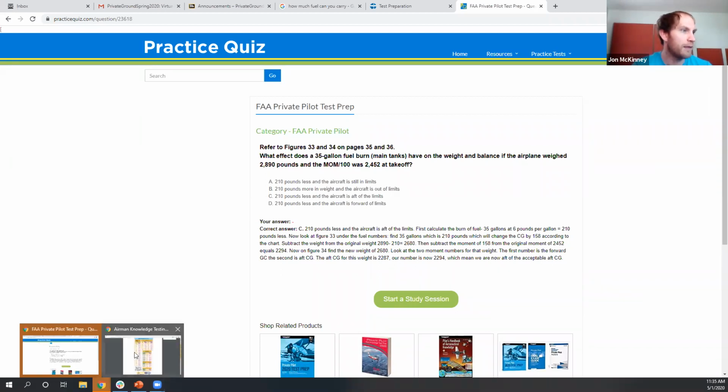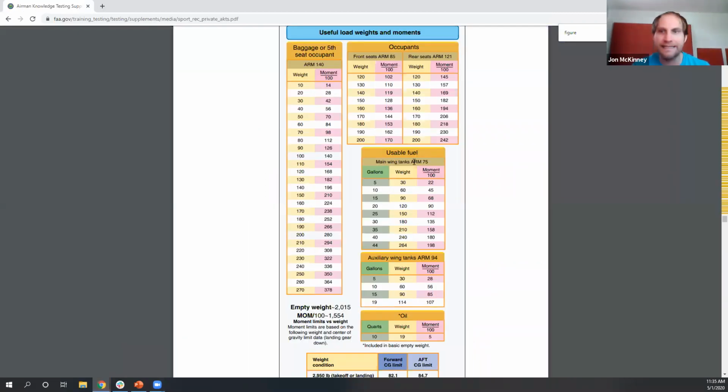I was showing you while I was doing it that if you're using the main tanks, it's an arm of 75 inches. And if you're using the auxiliary tanks, the arm is 94 inches. What you're going to find in weight and balance, when you do a weight times an arm, is that these numbers become very large. So when you analyze moment, you could find yourself using very large numbers.